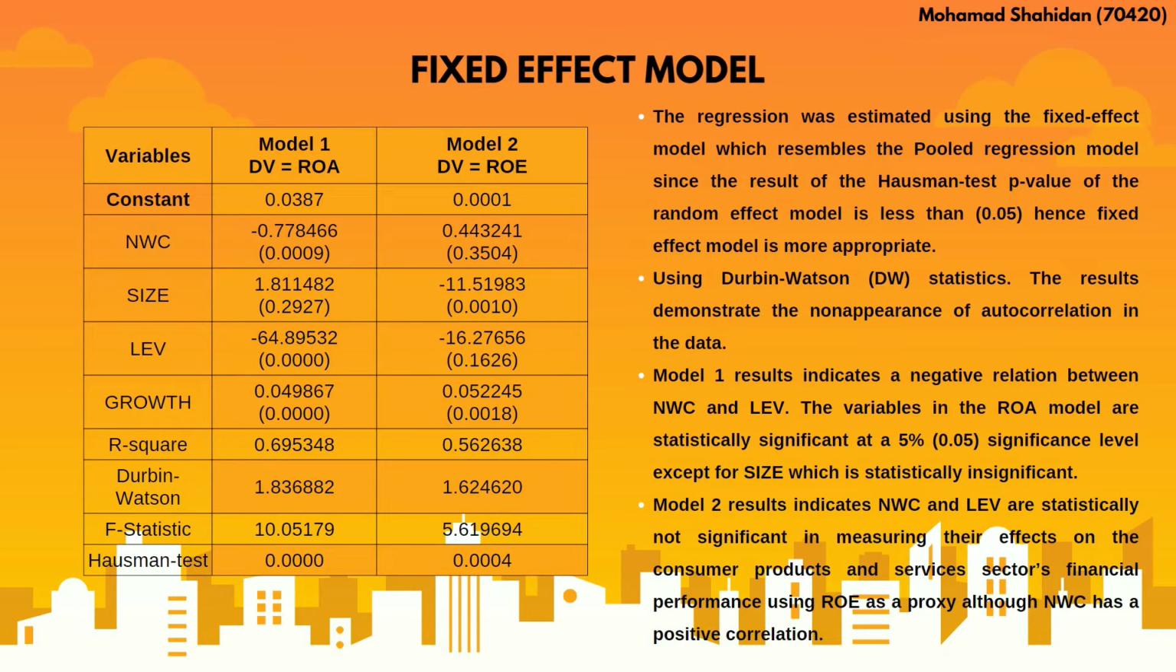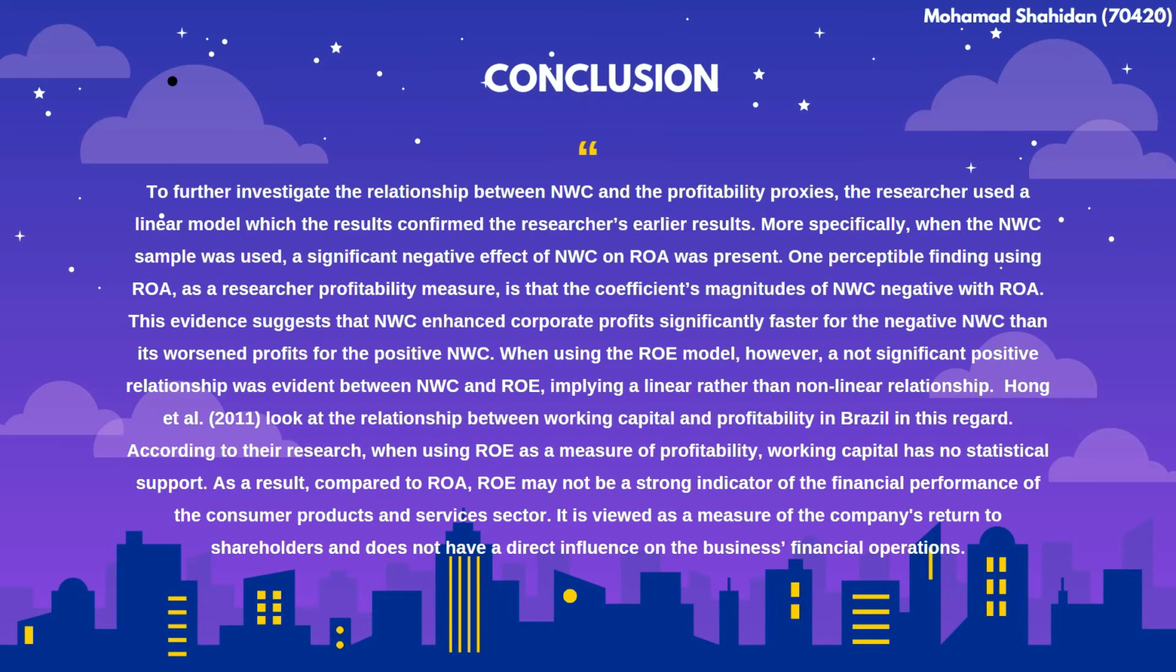Model 1 result indicates a negative relation between net working capital and leverage. The variables in the ROA model are statistically significant at a 5% significance level, except for firm size, which is statistically insignificant. Model 2 result indicates net working capital and leverage are statistically not significant in measuring the effect on the consumer products and services sector financial performance using ROE as a proxy, although net working capital has a positive correlation.